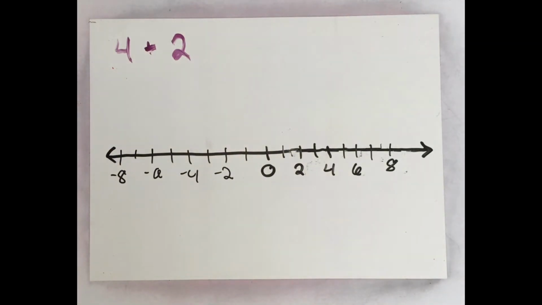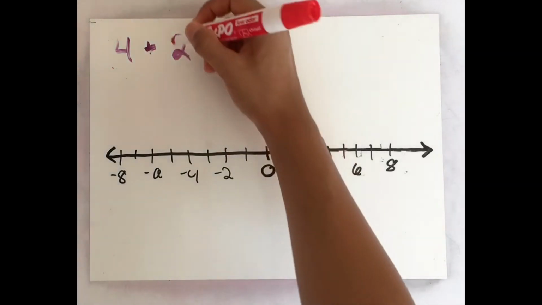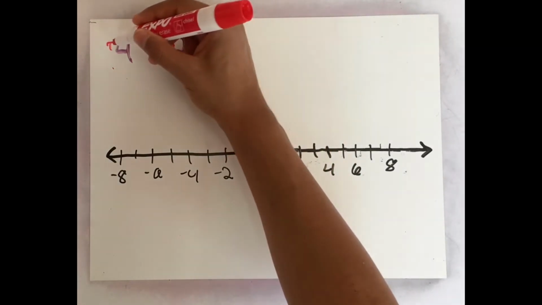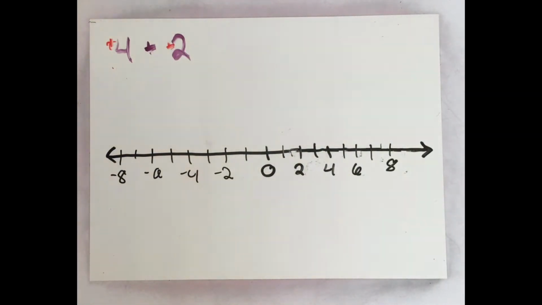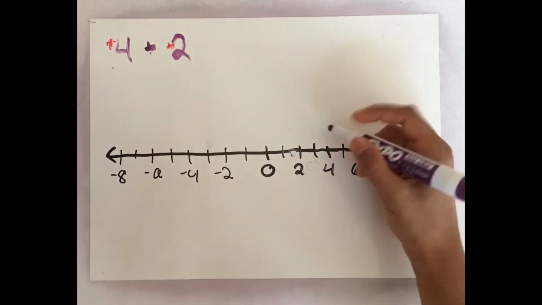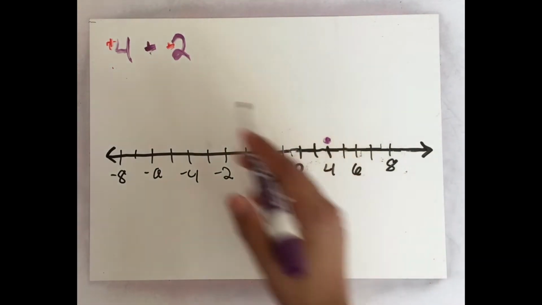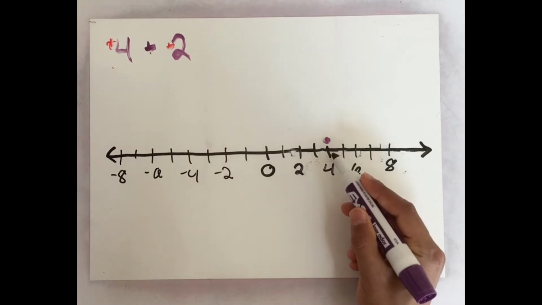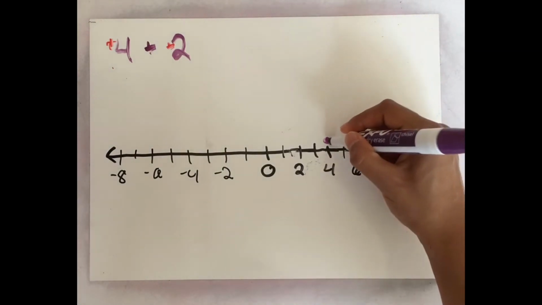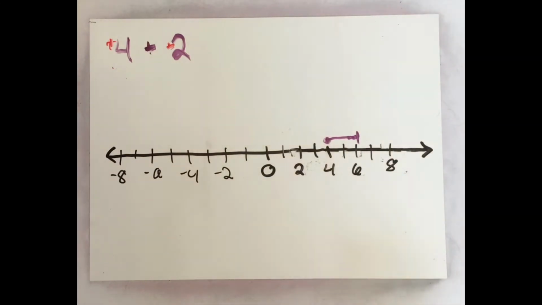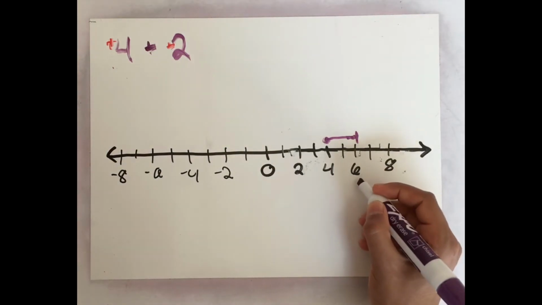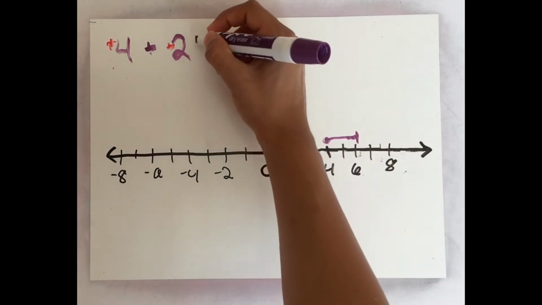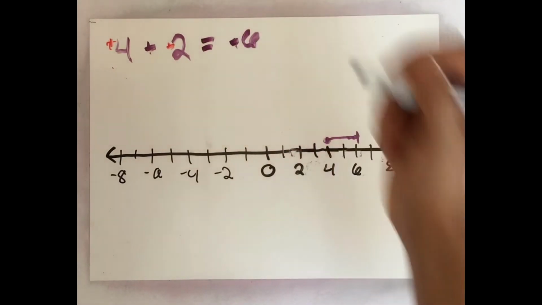Now, I'm just going to add in that these are positive numbers. We all know this, but I just want to make it clear so that when we do negatives, it's also clear. So we have +4 plus +2. So, how do we do this? Well, we start off here at +4, and then we're going to add +2. So we're going to move right 2 on the number line. 1, 2. Therefore, we see that 6 is the answer. So +4 plus +2 equals +6.